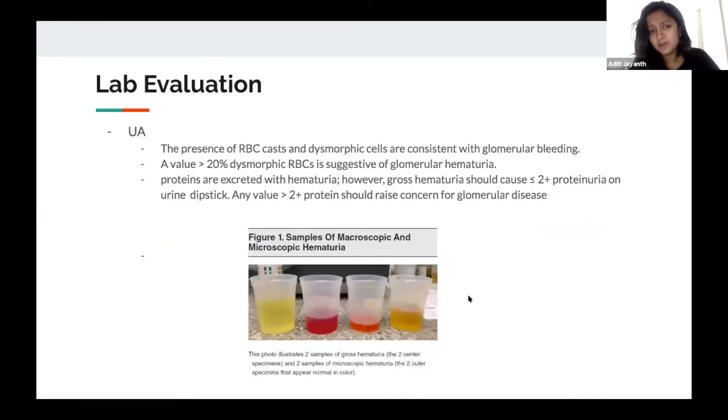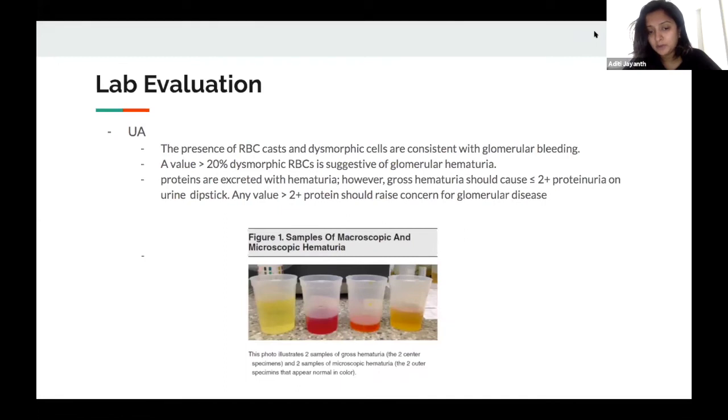So lab evaluation. The presence of RBCs and dysmorphic cells are always consistent with glomerular disease, especially if there's more than 20% RBCs. That is suggestive of glomerular hematuria. Proteins are excreted with hematuria. However, gross hematuria should cause less than 2+ protein on a urine dipstick. Any value that's more than 2+ is definitely concerning for glomerular disease. So you should definitely think about that.